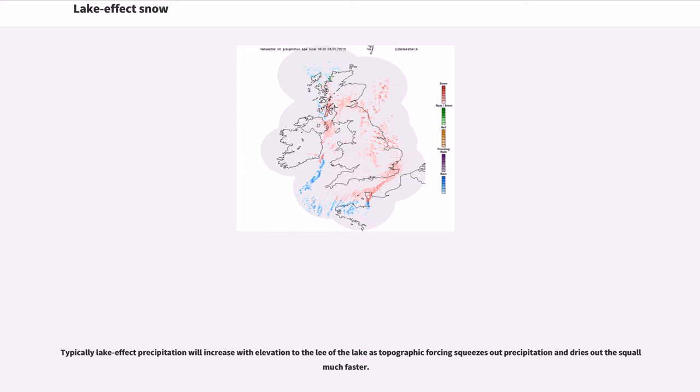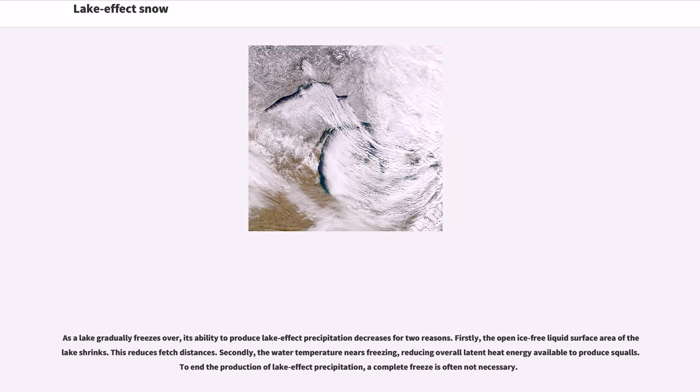Typically, lake effect precipitation will increase with elevation to the lee of the lake as topographic forcing squeezes out precipitation and dries out the squall much faster. As a lake gradually freezes over, its ability to produce lake effect precipitation decreases for two reasons. Firstly, the open ice-free liquid surface area of the lake shrinks. This reduces fetch distances. Secondly, the water temperature nears freezing, reducing overall latent heat energy available to produce squalls.